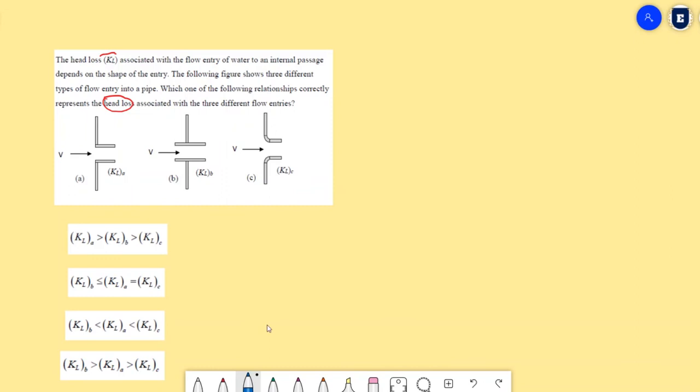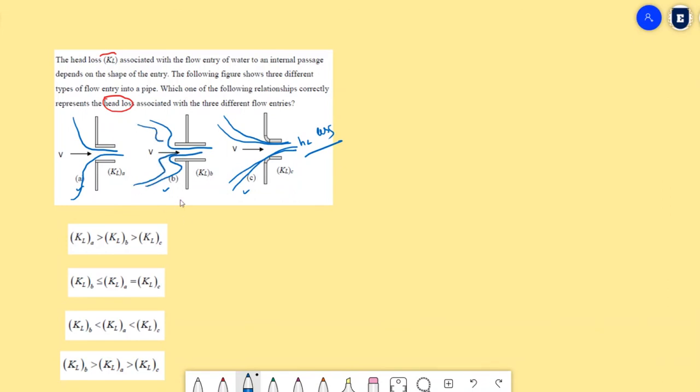Listen, when flow enters, it has to flow without any obstruction. If you take A, B, and C, it's very clear that C has a smooth corner, so flow can happen very smoothly without much obstruction. So obviously, its head loss will be less. Option A, compared to C, is not smooth, but still obstruction will be less. It can flow. Now, if you take B, there will be lots of obstruction, which is not desirable.